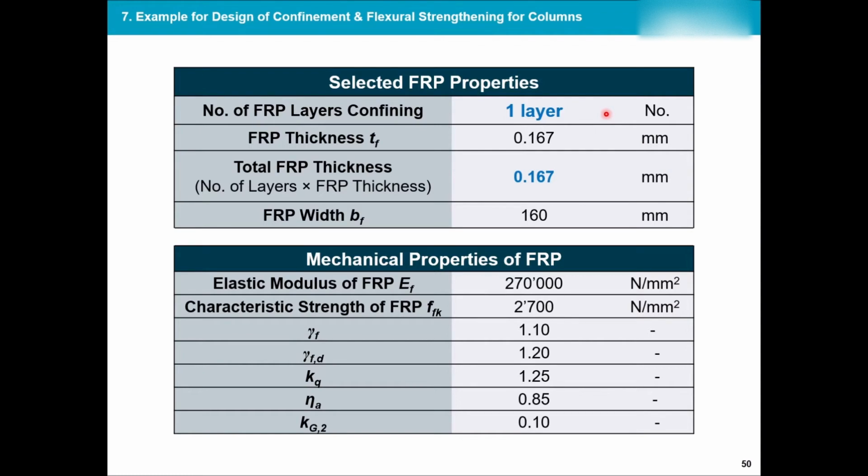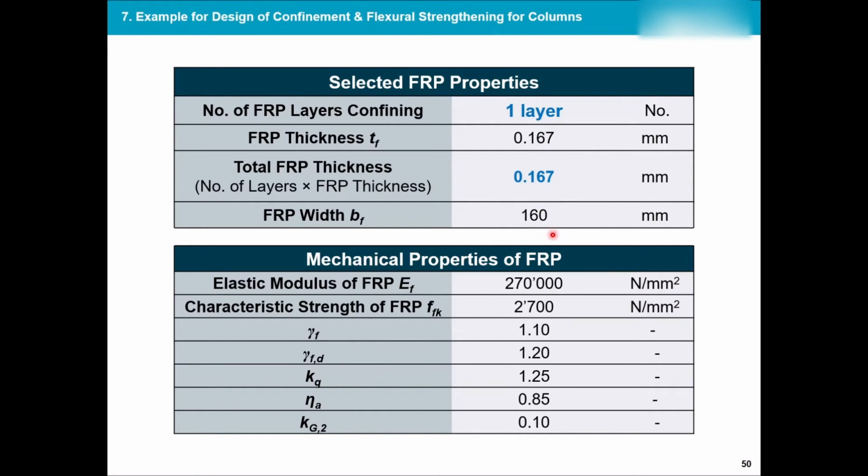Now, as you notice, we select one trial in terms of how many layers we have to use, and then we calculate everything. If it was satisfied, then that number of layers is sufficient. If it wasn't satisfied, we go back to the calculation and we add more layers. Adding more layers will mean that the total thickness will be increased. Now I'm using one layer. The factory has told me that my layer will be 0.167 millimeters. So the total is the same, 1 times this thickness.